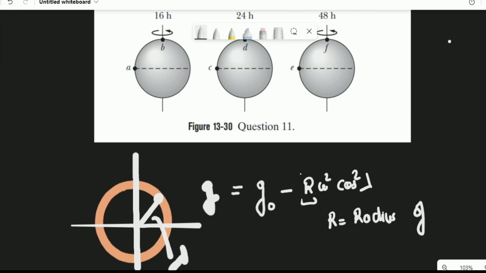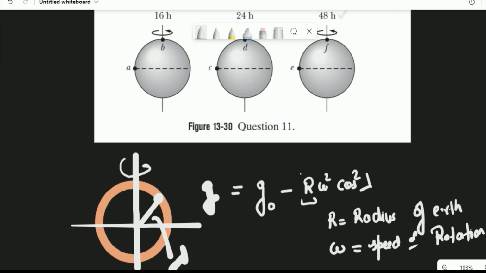R is the radius of earth. Omega, if you notice, is the same everywhere, because if the body is rotating like this, every point on the planet is moving with the same speed of rotation of the planet, and we can easily find it because we are given time periods. And lambda I have already marked here.